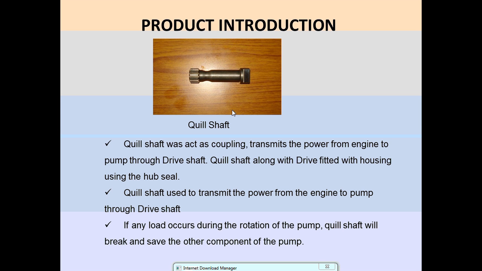And product introduction. This is the quill shaft. The main use of the quill shaft is to transmit the power from the engine to the pump through the drive shaft. That is the use of the quill shaft. When we apply load during the rotation of the pump, the quill shaft will break and save the other components. This is also a basic benefit of the quill shaft.